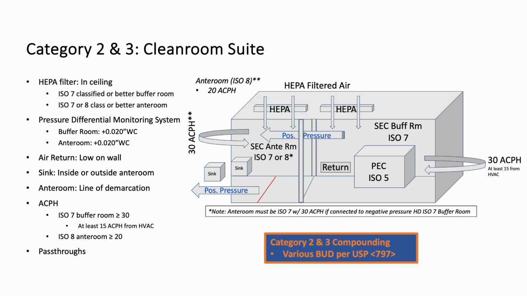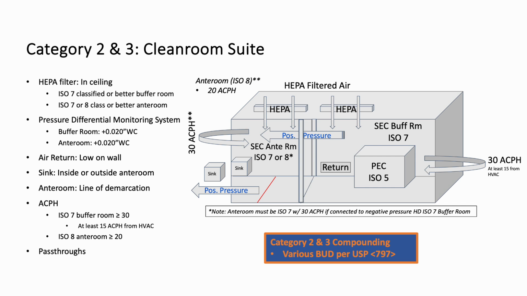A sink will be located on the inside or the outside of the anteroom and can be located on the dirty side or the clean side of the anteroom. There will also be a line of demarcation in the anteroom associated with garbing and hand hygiene. Also, air changes per hour will have to meet the minimum requirements. For an ISO 7 room, the minimum requirement would be air changes per hour of greater than or equal to 30, with at least 15 air changes per hour coming from the HVAC. For an ISO 8 room, the air changes per hour must be equal to or greater than 20 air changes per hour.